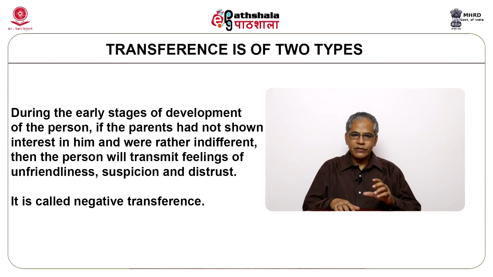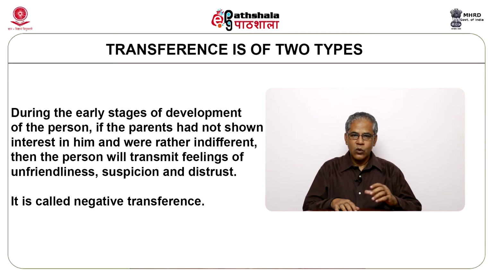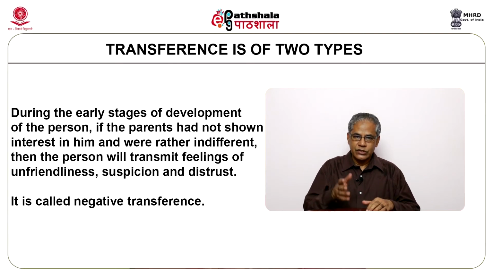During the early stages of development of the person, if the parents had not shown interest in him and were rather indifferent, then the person will transmit feelings of unfriendliness, suspicion, and distrust. It is called negative transference.